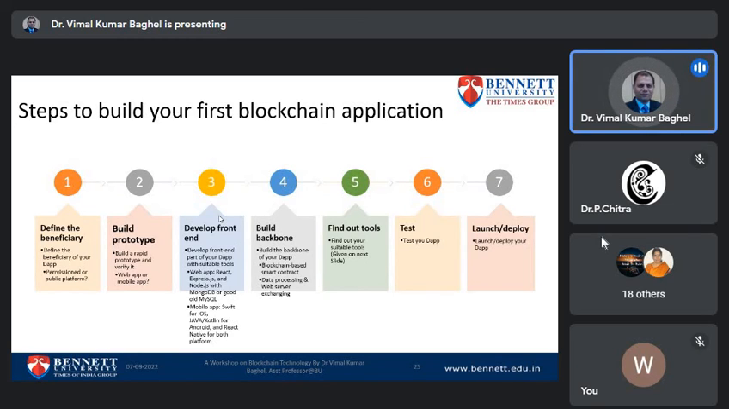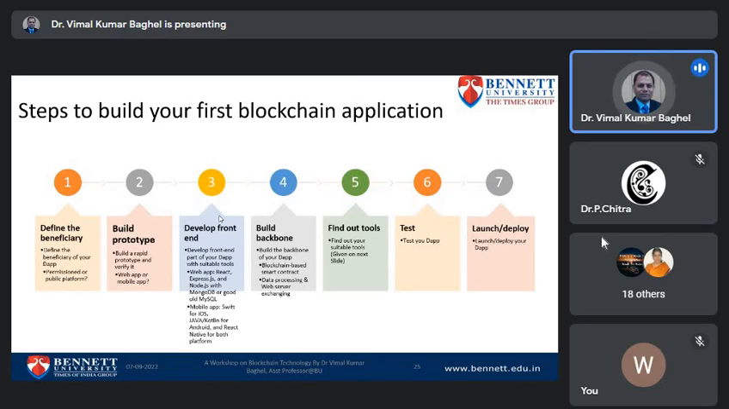So the front end will be developed with the help of web development tools, and then we have to build the backbone. The backbone will be developed with the help of blockchain-based smart contracts that will be written in either Solidity for the public blockchains, or in Golang or Rust for the private blockchain. And then we will have to find some of the tools that we have to use as a framework for the deployment of the blockchain.